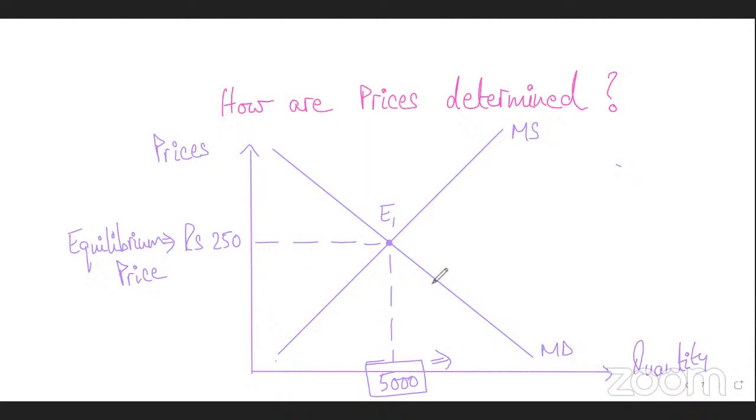Any confusion so far? Don't worry, right? And on the x-axis, we have the equilibrium quantity. Anything that any one of you did not understand? Equilibrium quantity. So what is equilibrium price showing you?